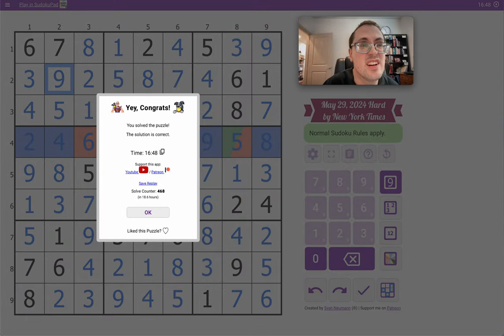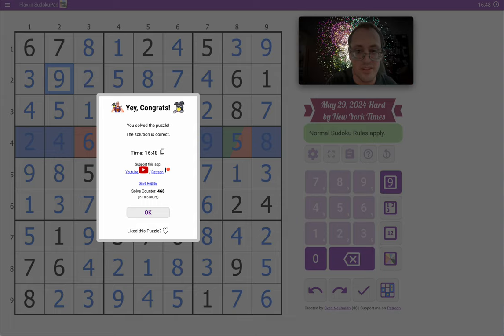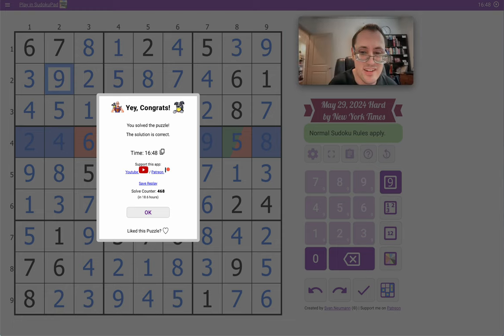Okay, so 16 minutes, that's not bad. I think if there's something I can improve, it's scanning of the grid, potentially, and something I did well was I spotted the hidden quintuple and quadruple in row 4. That made the rest of the puzzle a lot easier to resolve once I figured it out.